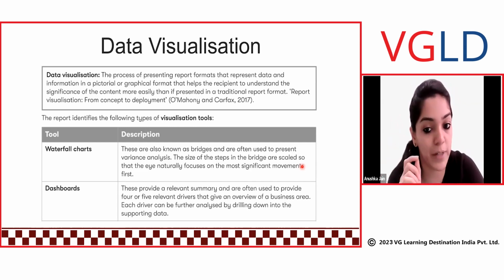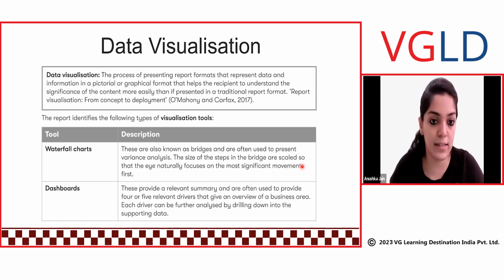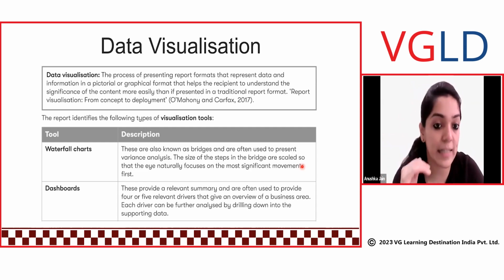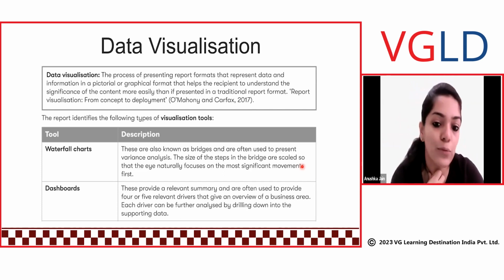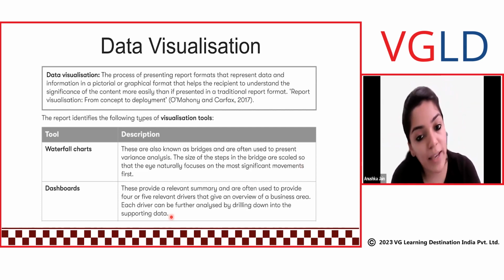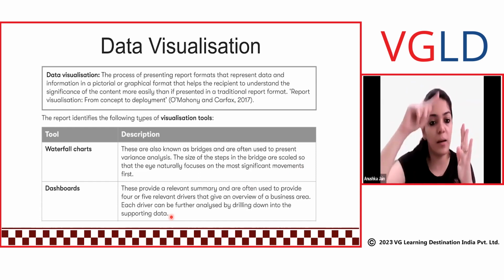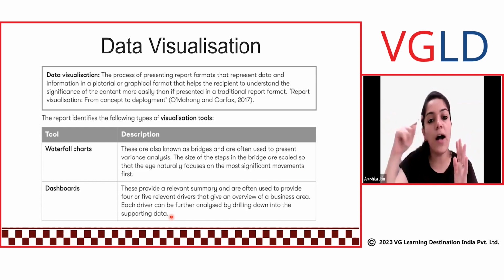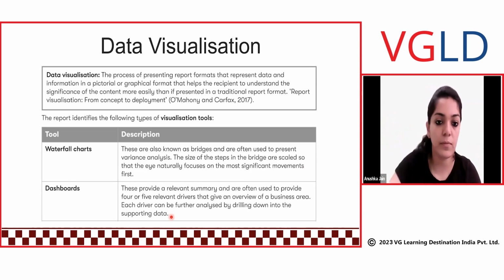These are also known as bridges and are often used to present variance analysis. What led to this gap? So you are explaining all those delta points. The size of the steps in the bridge are scaled so that the eye naturally focuses on the most significant movement first. Clear? It's like how things, very good, you're right, Parth, how things have moved from point A to Z. What are the reasons? Up, down, whatever it is. But what are the reasons which made you land to Z from A? Okay. That's a waterfall chart.